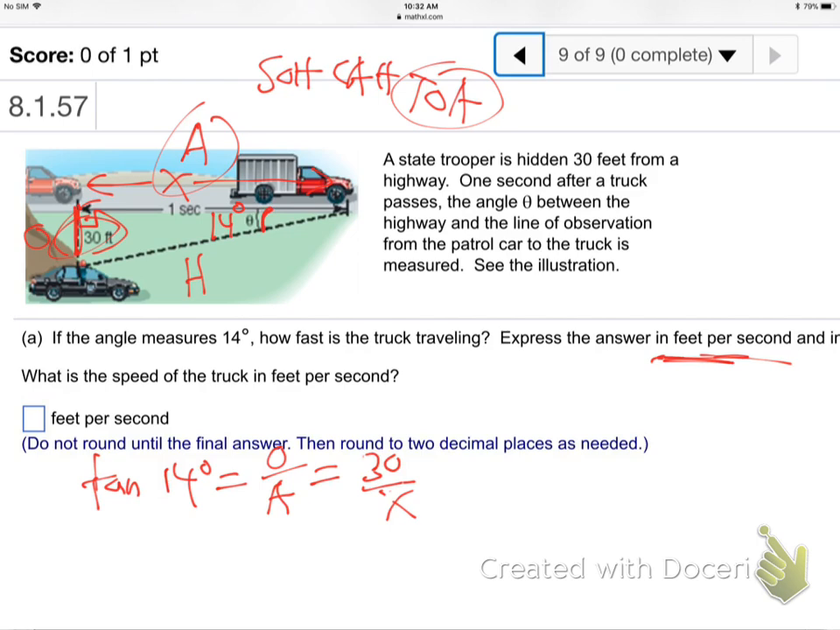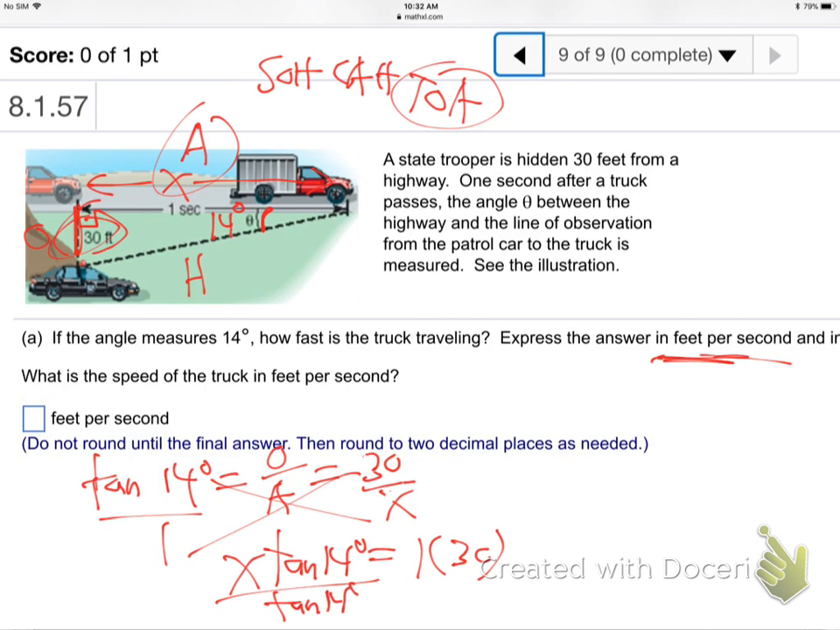Okay, so then put this over 1, diagonal. So x tan 14 degrees is 1 times 30, divide by tan 14 degrees. Boom, 30 over tan 14. I'm getting 120. To 2 decimal places, 120.32. That's how many feet, and he did that in a second. So that's feet per second.